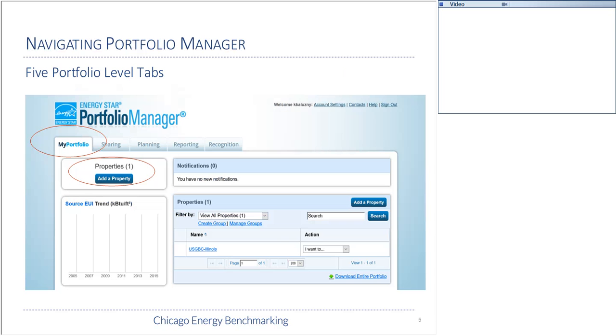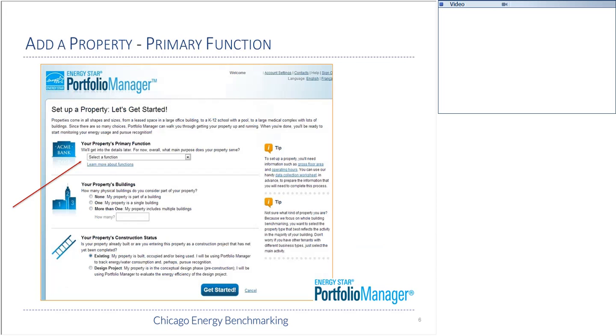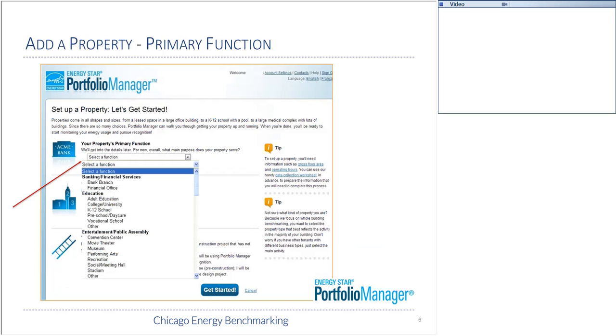Once you are finished with that, you'll see a main screen that has a few tabs at the top. You'll be in the My Portfolio tab, and you'll want to get started by selecting Add a Property. We're going to walk through the steps to add a property. Once you click the Add a Property button, you'll see a series of questions, kind of like a wizard that's setting up your property. You'll first select the primary function of your property. You can select that primary function from more than 80 property types. So find the property in the drop-down list that most reflects the primary use of your property.